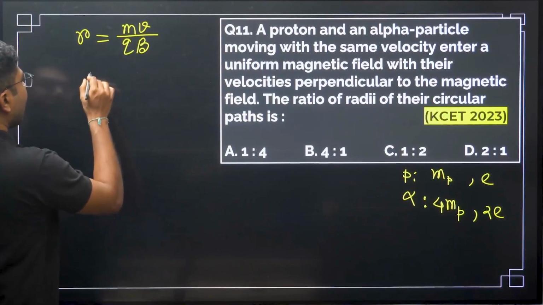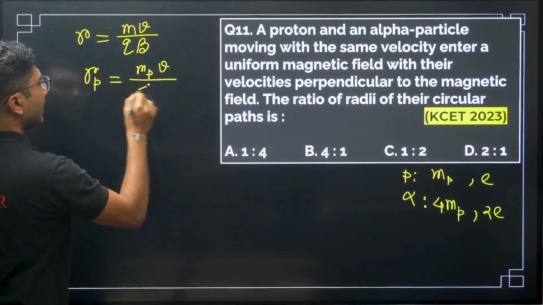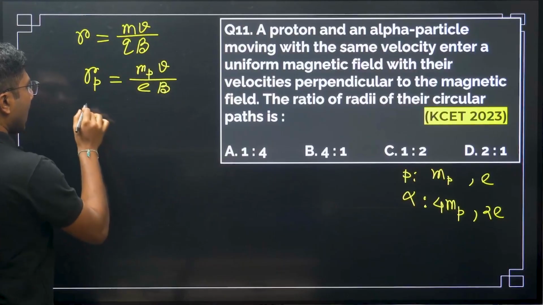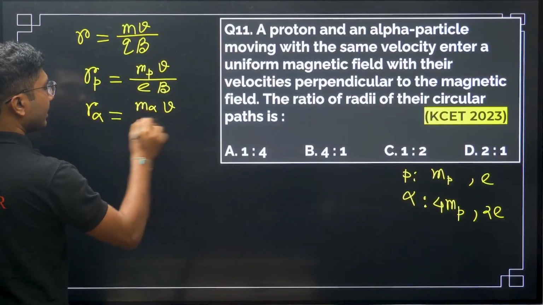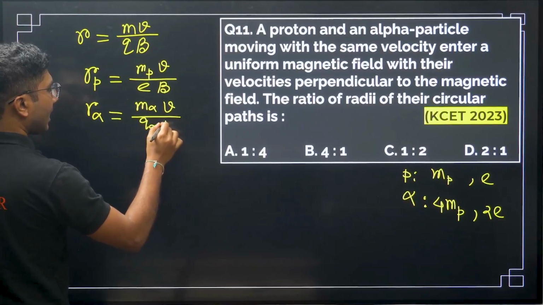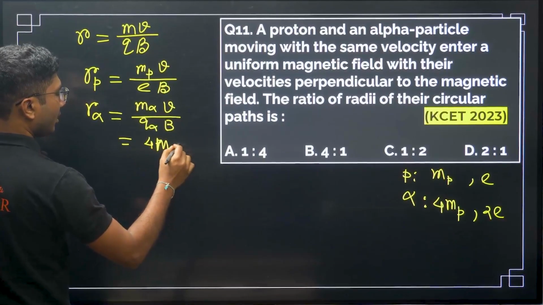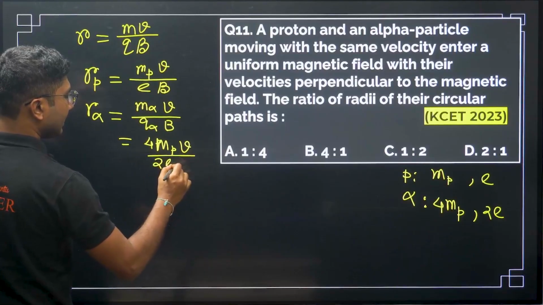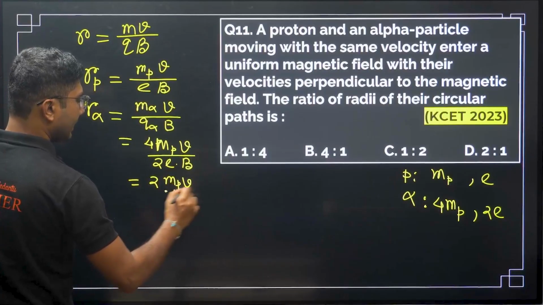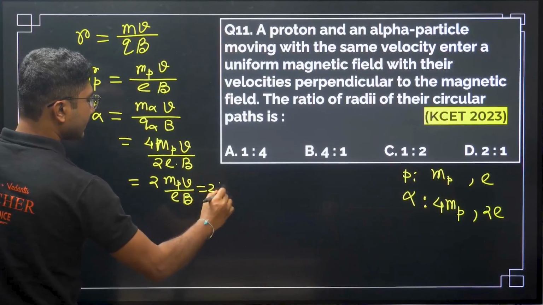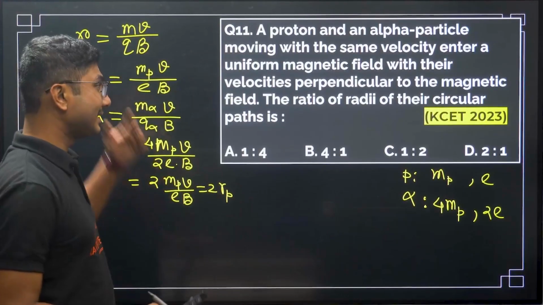So what is the value of r proton? R proton is m proton v divided by charge into magnetic field. What about r alpha? R alpha is mass of alpha v divided by charge of alpha into B. Mass of alpha is 4 mass of proton into v divided by twice e into B, or 2 mp v by eB, or twice rp. So the alpha particle's radius is twice that of the proton. Now let's see the question.